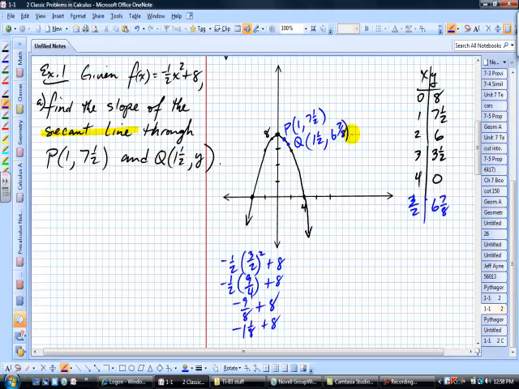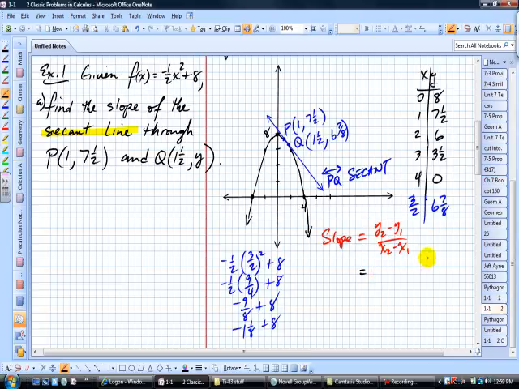Now my tangent, or my secant line, looks like this. And then there's a decent graph. This is PQ right here, and there's your secant line. Question is, what's the slope of that? Just remember, slope's simple. Recall the definition of slope from Algebra 1 is rise over run, y2 minus y1 divided by x2 minus x1. There's your definition of slope, and all you have to do is apply it.